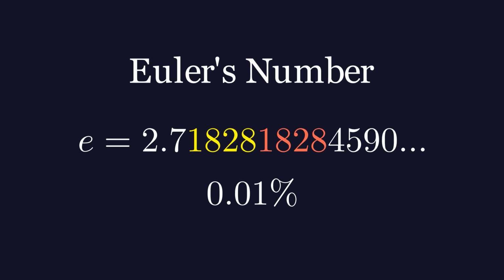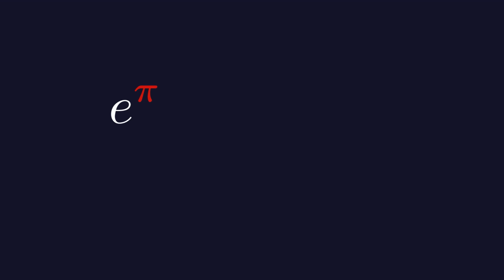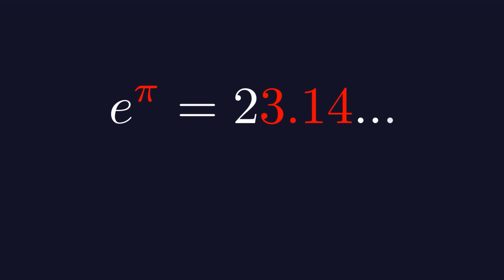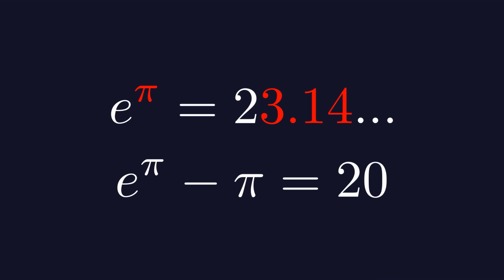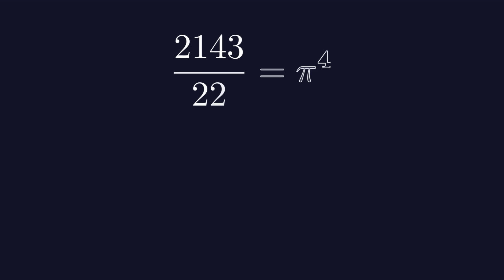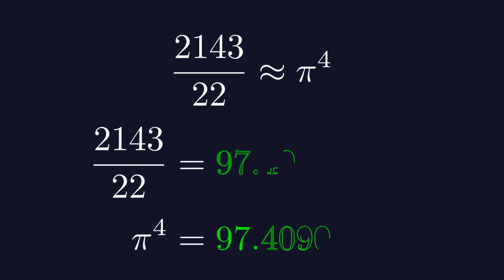But what would happen if we raised E to the power of pi? This is equal to 23.14. So E to the power of pi minus pi is equal to 20. Almost. 2143 over 22 is equal to pi to the power of 4, to 7 decimal places.